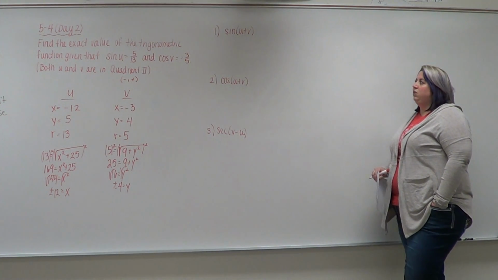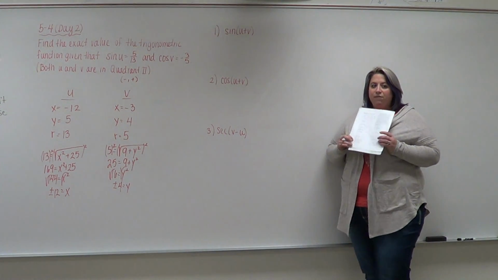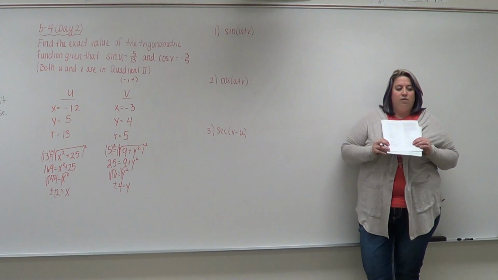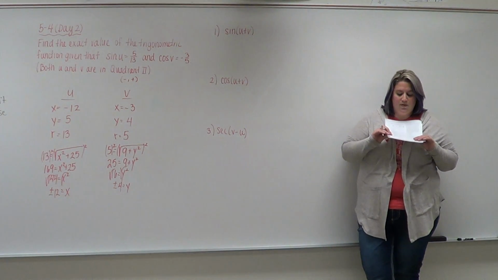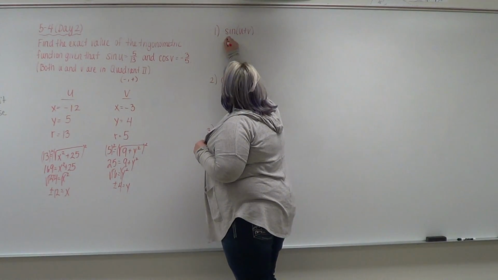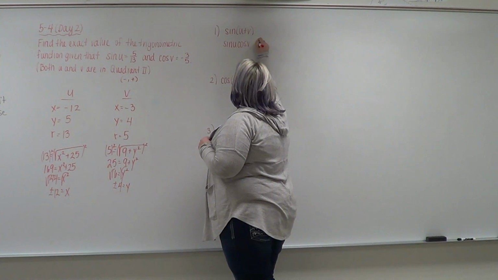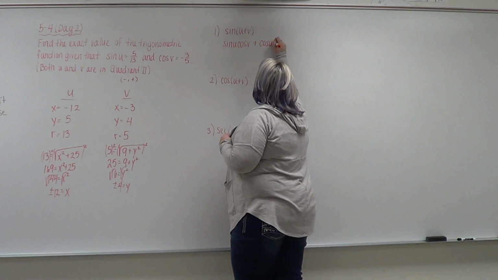Okay, so first thing we're going to do is find sine of U plus V. So now we're going to use your sum and difference formulas just like we did yesterday. Okay, so what's the formula for sine of U plus V? Sine U cosine V plus cosine U sine V.